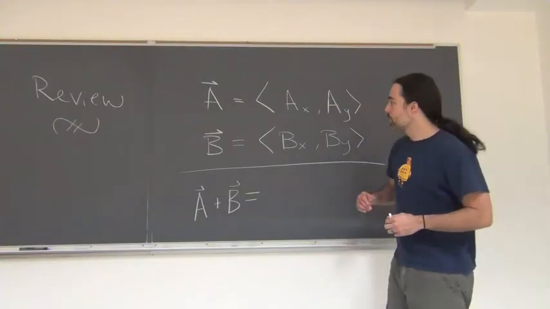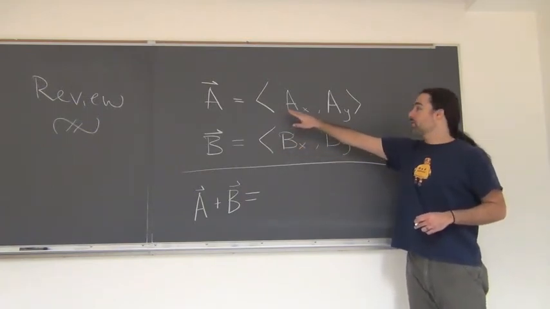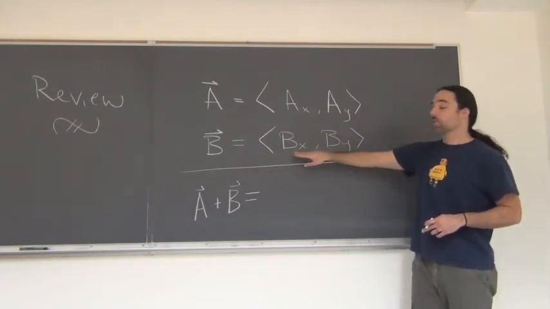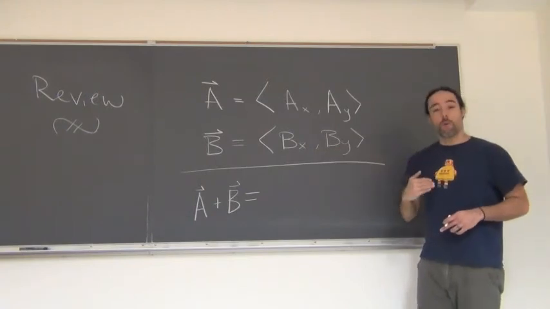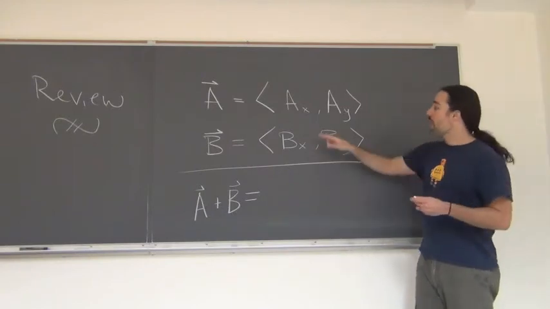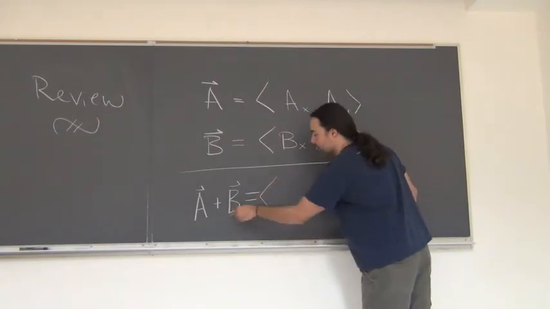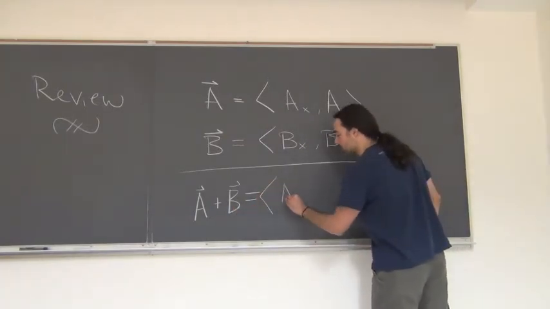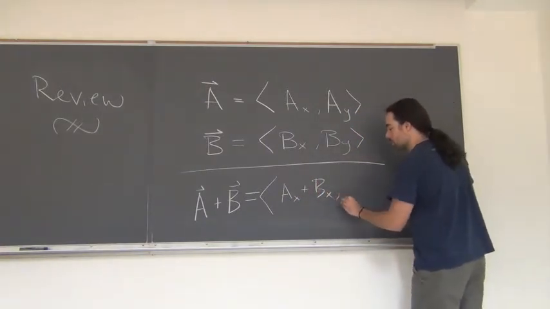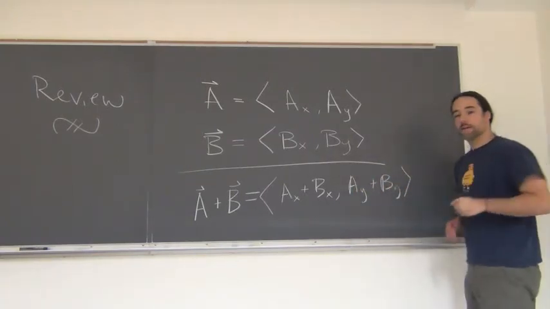Reviewing from last time, if I have two vectors A and B, where A has components AX in the X direction and AY in the Y direction, and B has components BX in the X direction and BY in the Y direction, and I want to add those two vectors together, all I simply have to do is add the components for each direction. So the sum of A and B has a component AX plus BX in the X direction, and AY plus BY in the Y direction.